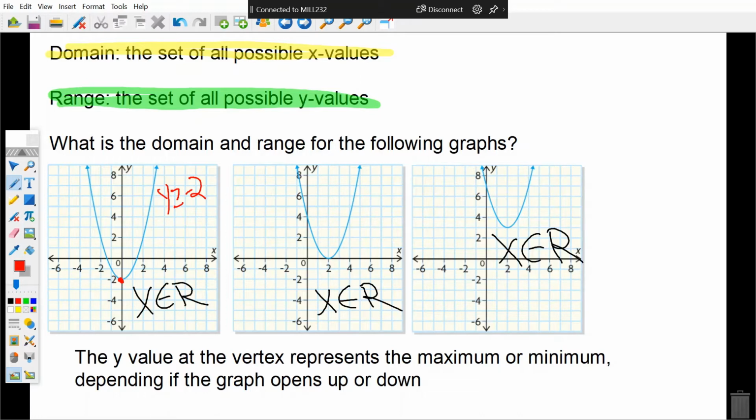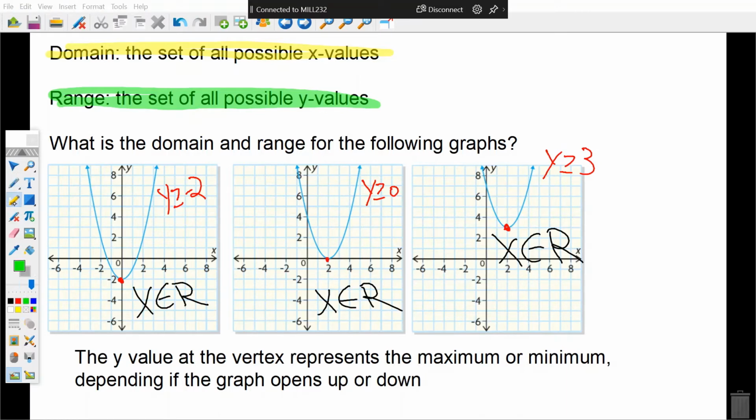Same thing here. What's the lowest y value here? This one is 0, right? The lowest y value is 0. The highest value is infinite. So the range is y ≥ 0. Lastly here, the lowest value is 3. The highest value is infinite. So here I would say the range is y ≥ 3.